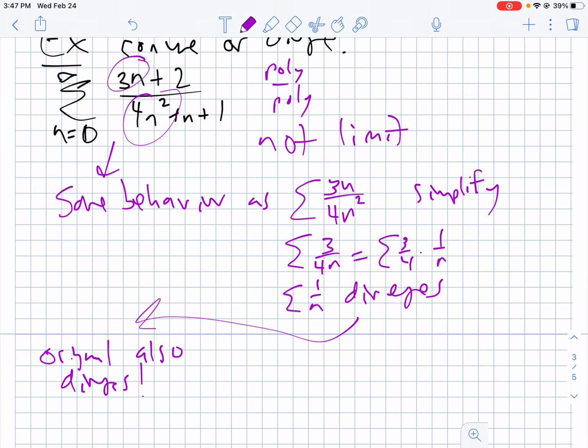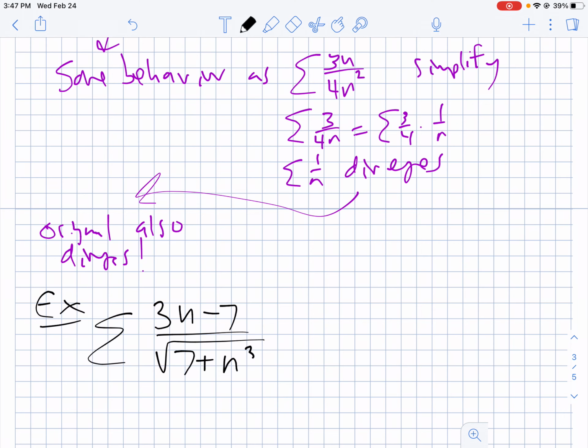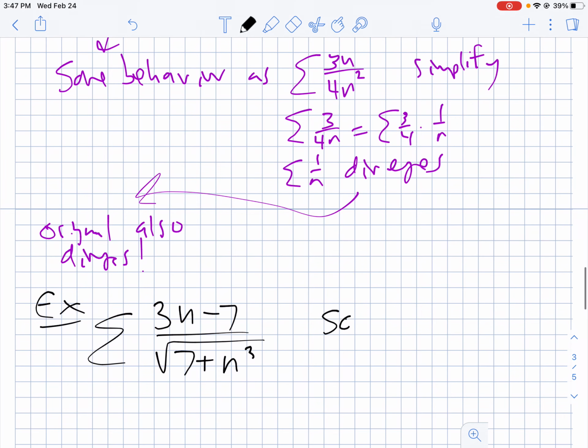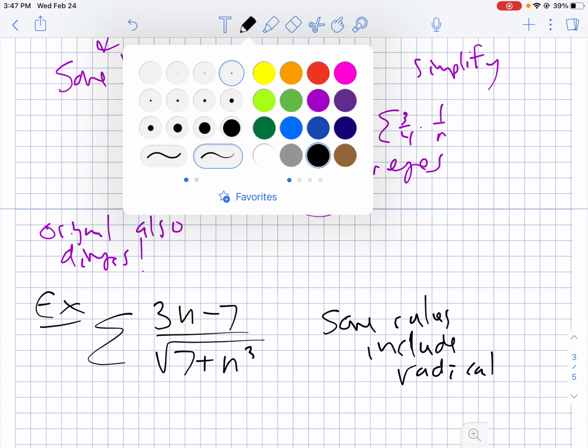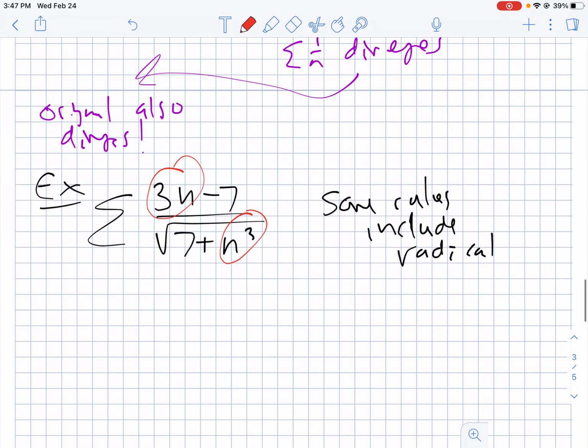So that's how this is going. One more thing is if you have a square root, I know we saw one like this on our homework a little while ago. If we have the series of, say, 3n minus 2 divided by the square root of 7 plus n cubed, we can follow the same rules, but we want to make sure that we include that radical sign. So we're going to include the 3n and then the square root of n cubed. The square root doesn't disappear when we look at the leading terms.